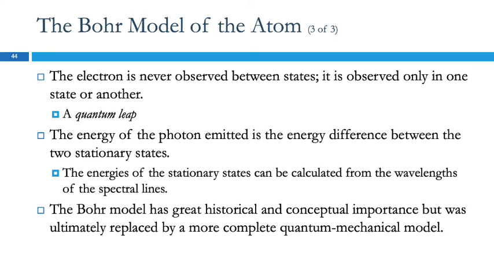So the energy of the photon that's emitted is the difference in energy between those two states. We can calculate the energies because we can measure the wavelengths. So this was a huge historical development, and it's very important conceptually, but unfortunately it only works if you have one electron, and that's only hydrogen.